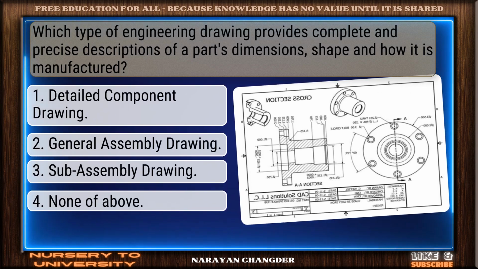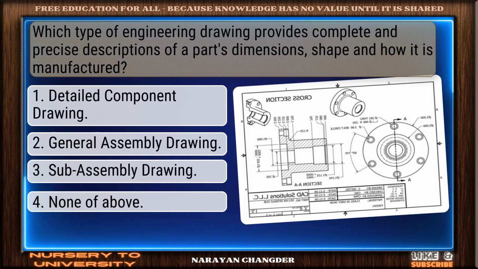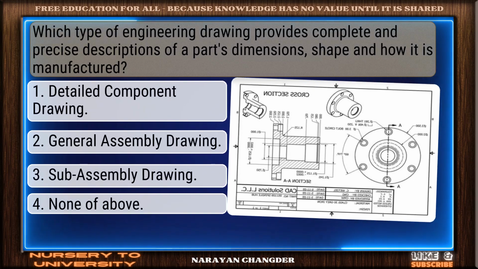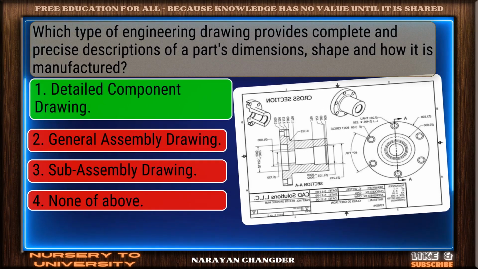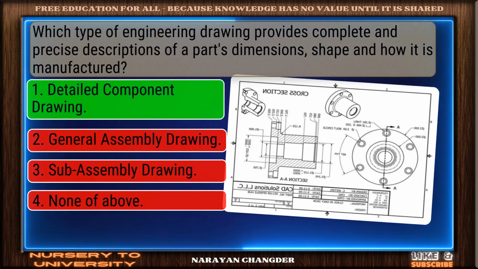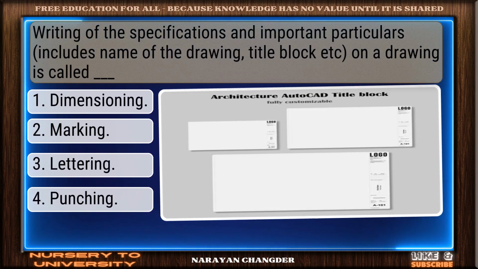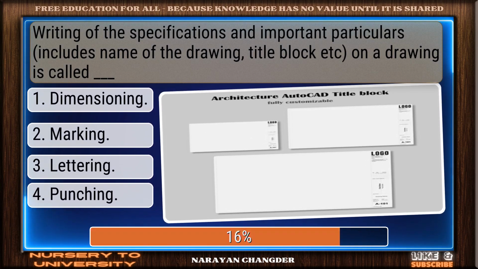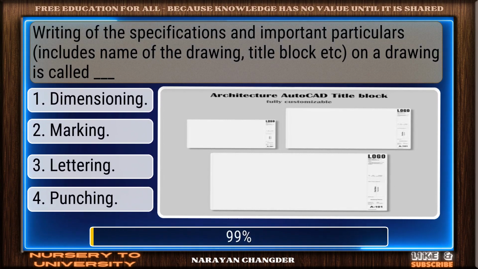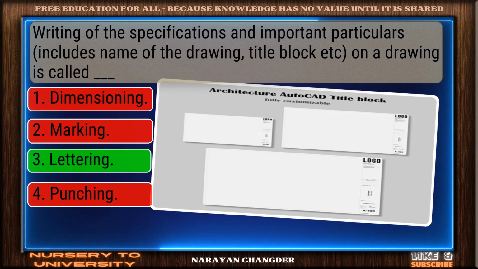Which type of engineering drawing provides complete and precise descriptions of a part's dimensions, shape, and how it is manufactured? Right again. Detailed component drawing is a valid answer. Writing of the specifications and important particulars on a drawing is called dash. Nice work. You chose lettering and it is correct.